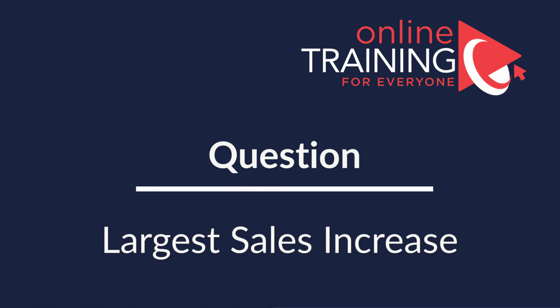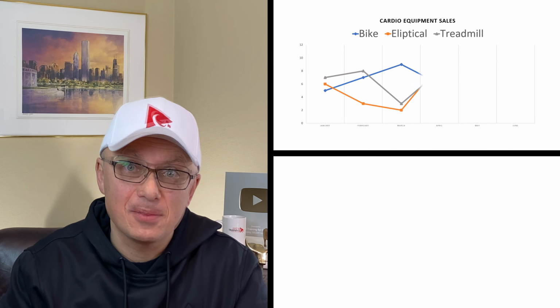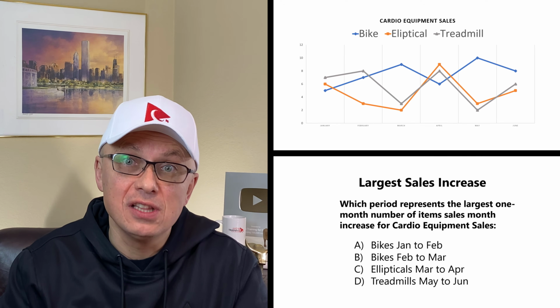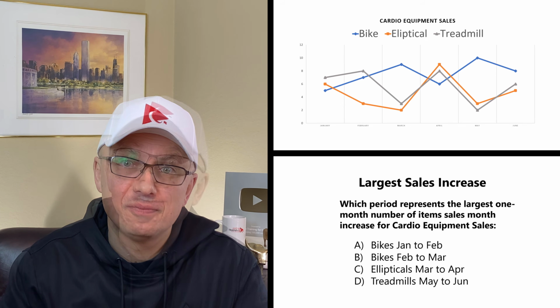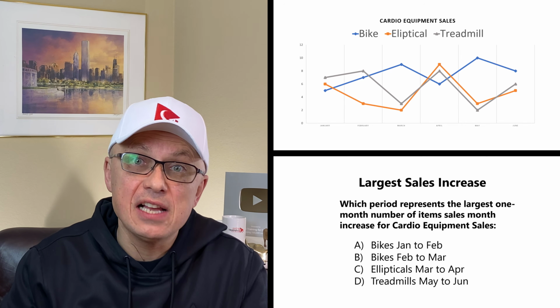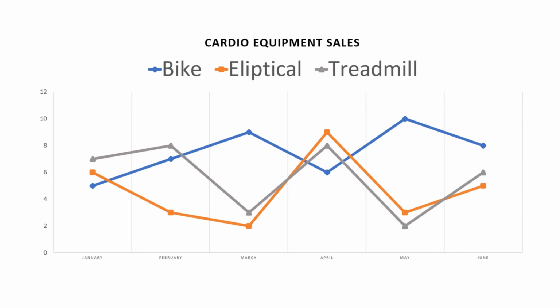A lot of times you might get a question which asks you to determine the sales increase. You're typically presented with the graph, which shows lines that represent different sales. In our case, we are presented with the chart that shows sales of cardio equipment from January to June, sales of bikes represented by the blue line, sales of elliptical represented by the orange line, and sales of treadmills represented by the gray line.